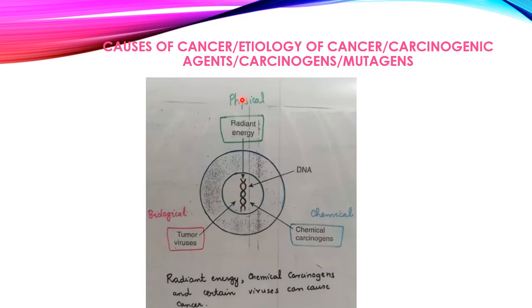So there are three main causes of cancer. First is physical, that is via radiant energy. Then we have cancer induction through chemicals, and these chemicals are called chemical carcinogens, and the process is called chemical carcinogenesis. And then we have the biological cause of cancer, and that is the tumor viruses, mostly retroviruses or oncogenic viruses, which may induce cancer. So radiant energy, chemical carcinogens, and certain viruses are the main cancer-causing agents.